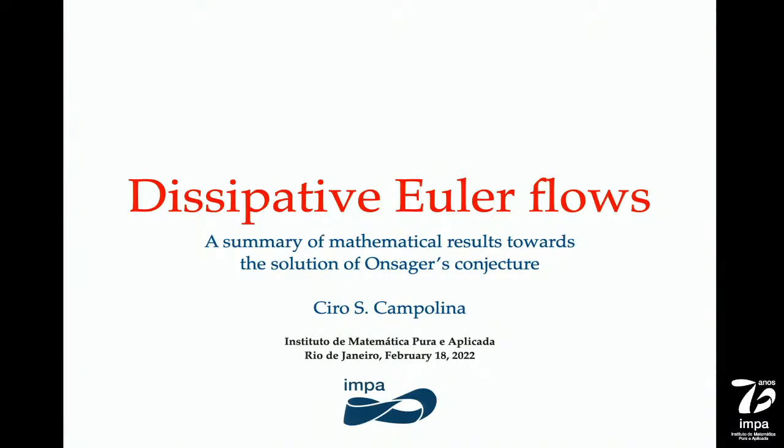I am Silvio Campolino. I am a PhD student here at IMPA, and I'm going to give this half of the lecture for Alexei. I'm going to talk about dissipative Euler flows. It's essentially a summary of some recent mathematical results towards the solution of the so-called Onsager conjecture.